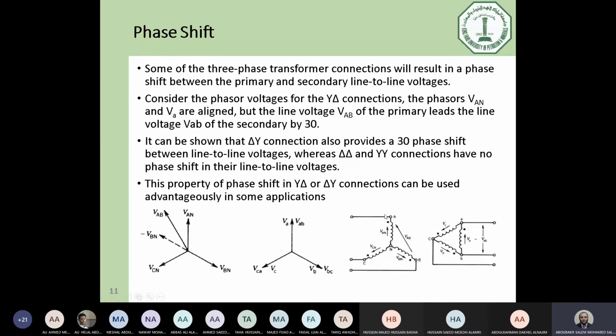If you now supply a Y connected transformer primary like that, with applied voltage here VAB, and the phase voltage is VAN. Now, if you have a look at the phasor diagram, as you can see, this is VAN, and VAB can be obtained as VAN minus VBN. This is minus VBN, and VAB is this vector. So we have now a phase shift of 30 degrees between VAN and VAB.